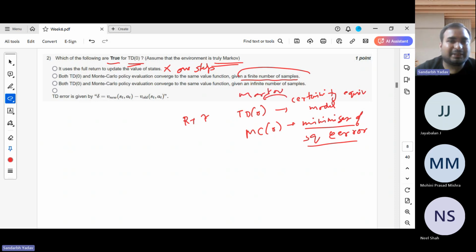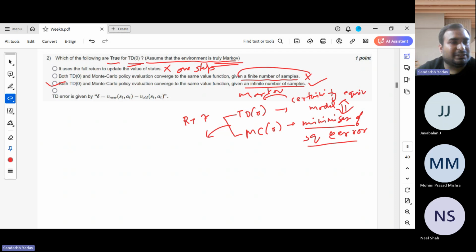So it converges to this, and this is basically Markov. Our assumption, which they have already given in the question, is that the environment is truly Markov. Since these two are converging to different entities, we cannot say that they will converge to the same function given a finite number of samples. So this is also wrong. But in the third option, the same statement is given, but with an infinite number of samples. This is true because if you are given an infinite number of samples, these two become equivalent to each other and converge to the same thing. So option C is the correct option.